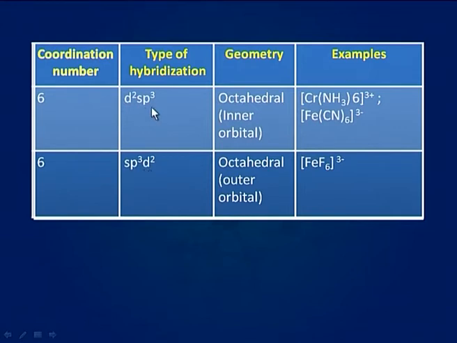With d2sp3, geometry will be inner orbital octahedral, and with sp3d2, geometry will be outer orbital octahedral. The non-bonding electrons on the metal occupy the inner orbitals. These are grouped in accordance with Hund's rule. However, under the influence of some strong ligands, there may be some rearrangement of electrons in the atomic orbitals. This rearrangement is often against Hund's rule.